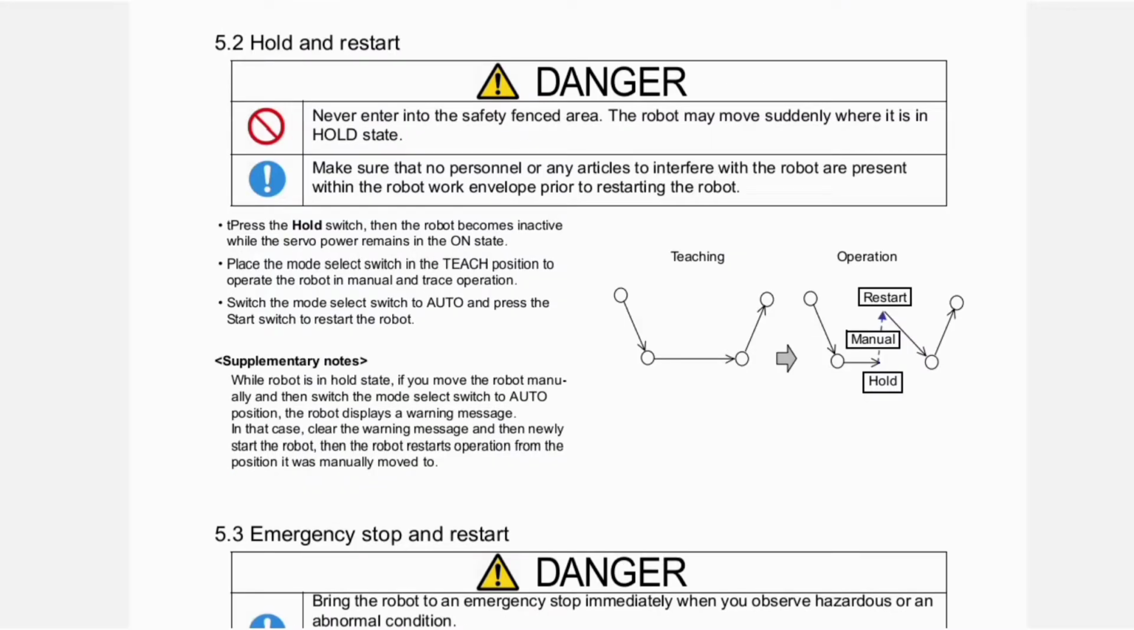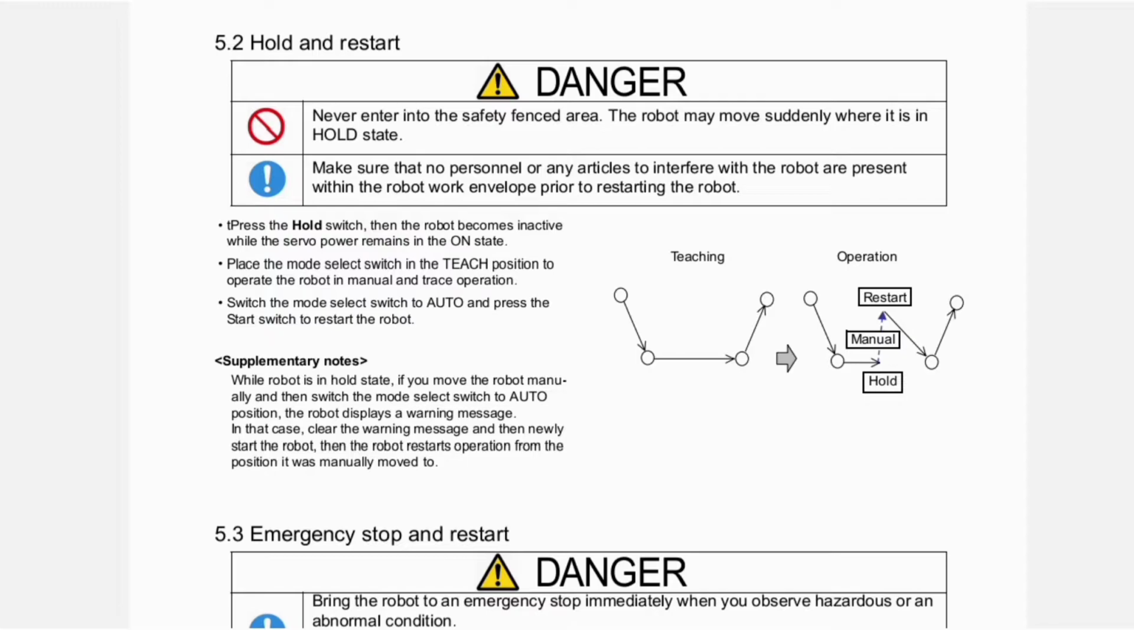Next, hold and restart. Danger precaution here. This red symbol shows never enter into the safety fenced area. The robot may move suddenly while it is in hold state. This symbol shows make sure that no personnel or any articles to interfere with the robot are present within the robot work envelope prior to restarting the robot. Press the hold switch, then the robot becomes inactive while the servo power remains in the on state. Place the mode select switch in the teach position to operate the robot in manual and trace operation. Switch the mode select switch to auto and press the start switch to restart the robot. Teaching operation: restart, manual, hold.